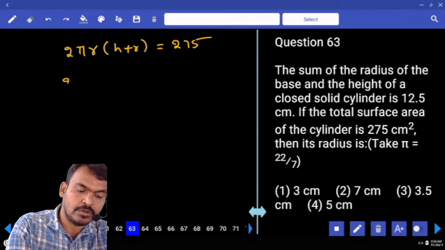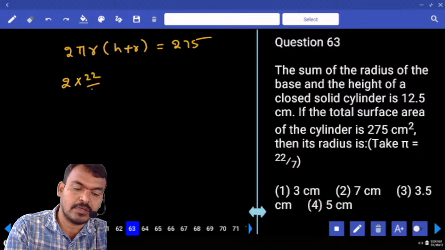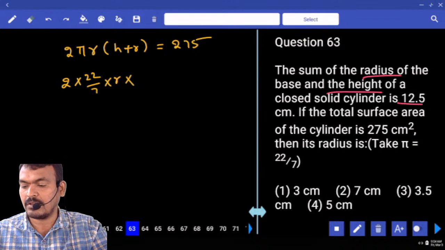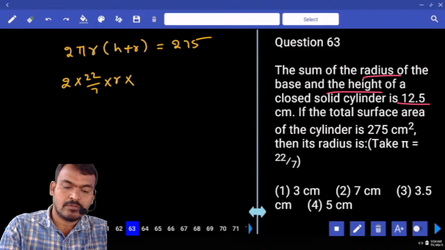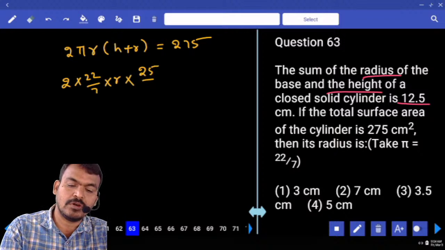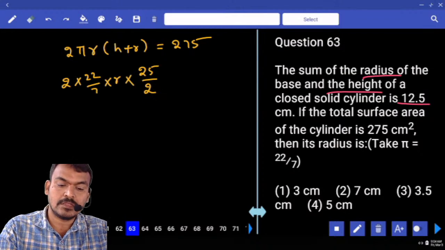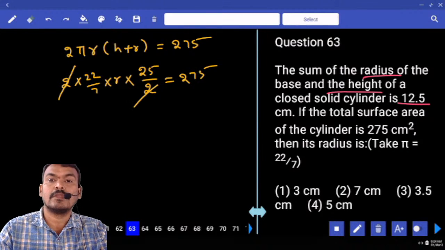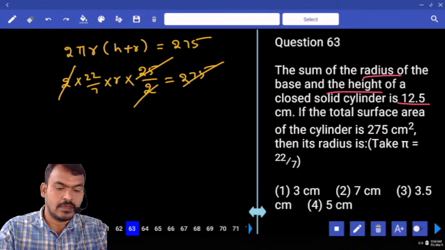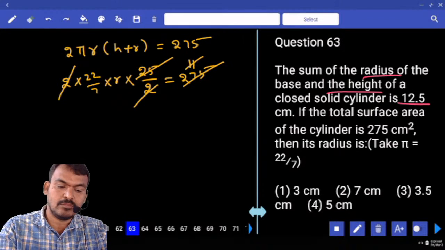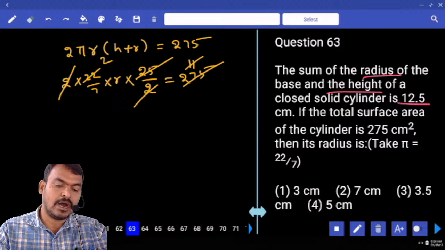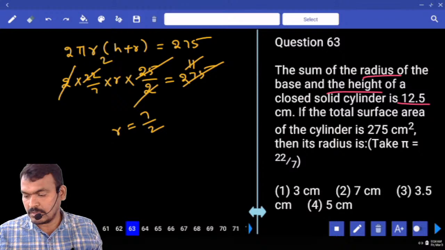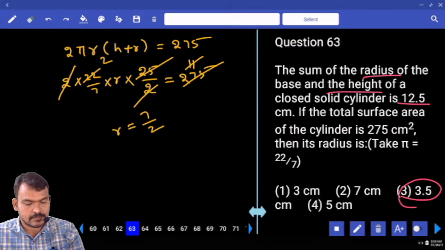It is equal to 275. 2 into pi means 22 by 7, times radius r. But in place of h plus r, the given value is 12.5, and 12.5 is 25 by 2. That is equal to 275. The 2 cancels. 25 goes into 275 eleven times. So r equals 7 by 2, which is 3.5.